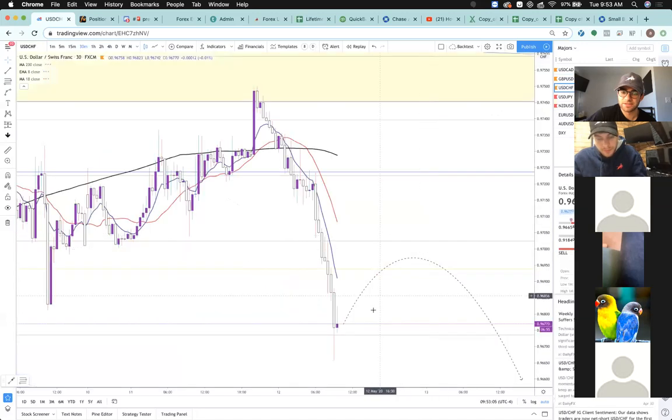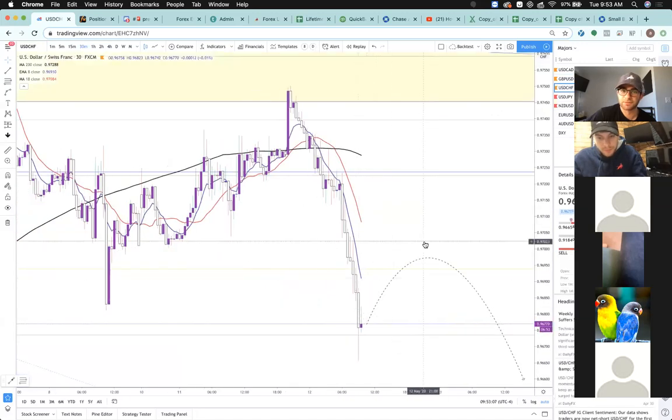And then USD CHF, nothing at the moment, but just for the sake of a lesson, we missed the entry originally. Now what we're waiting for is a pullback. We just got a lot of rejection, so I do anticipate that.